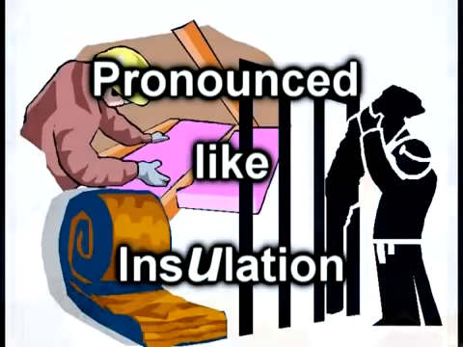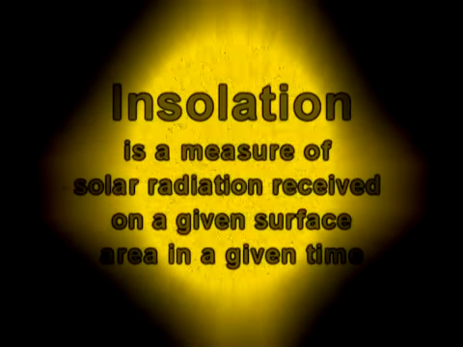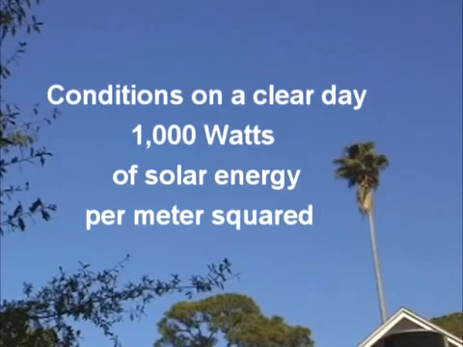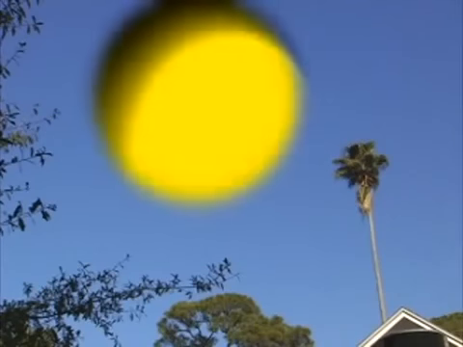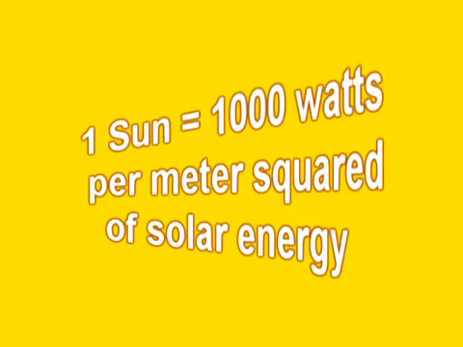Insolation, pronounced the same as "insulation," is the measure of solar radiation received on a given surface area in a given time. Conditions on a clear day are assumed to be 1,000 watts of solar energy. This is after all the losses through the air and everything. At the Earth's surface, we call it one sun. It's just a standard that they've put together. One sun, 1,000 watts per meter squared.